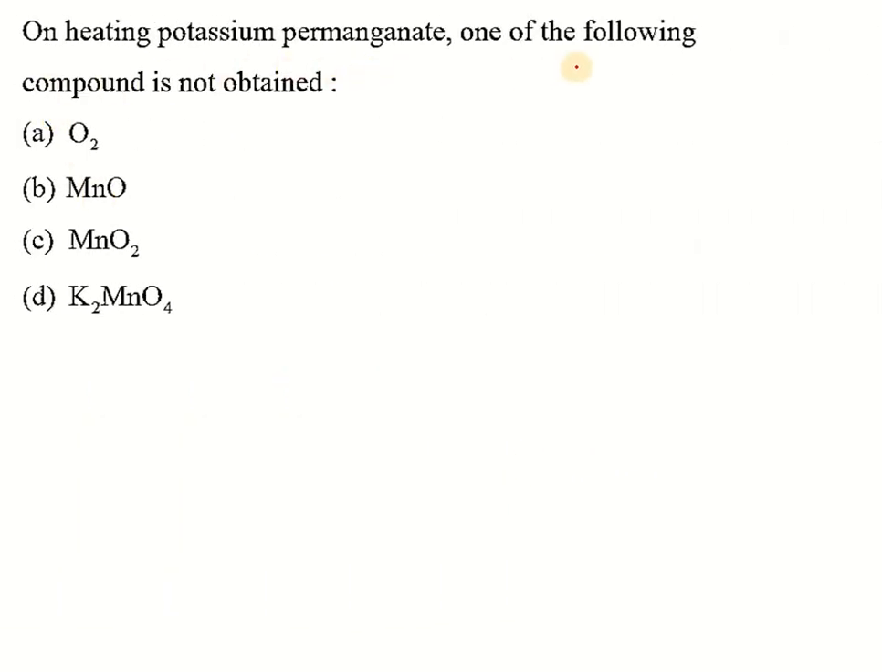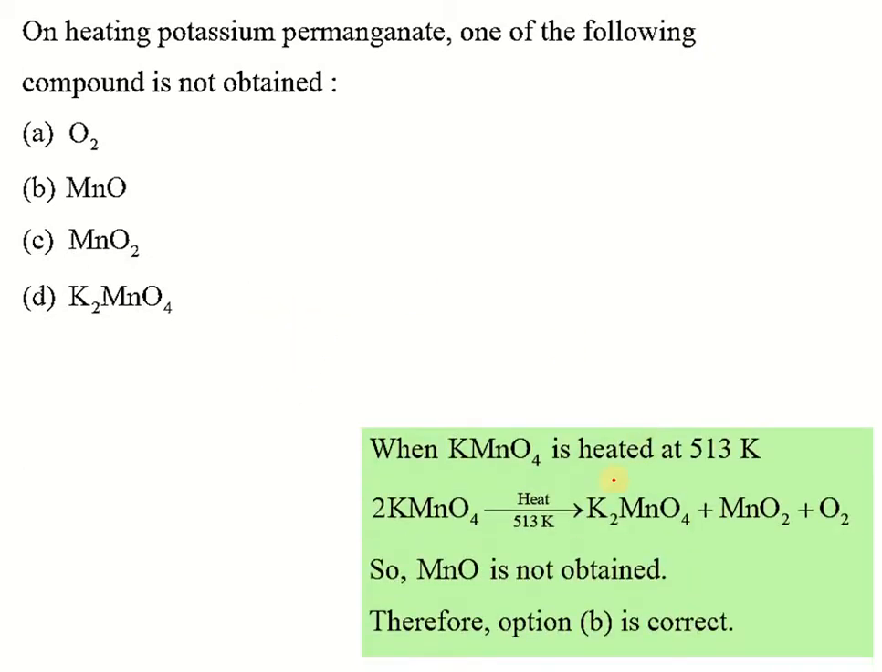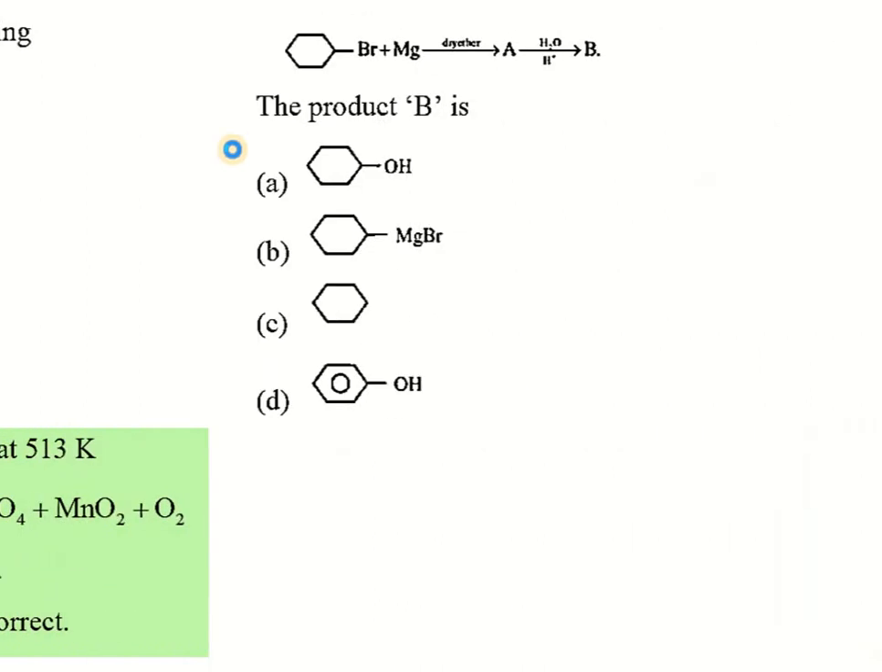On heating potassium permanganate, which one of the following compounds is not obtained? In the preparation of potassium permanganate, potassium permanganate is converted into potassium manganate, and then into MnO2 and O2, but MnO is not obtained. So MnO is not obtained. B option is the right option for this question.